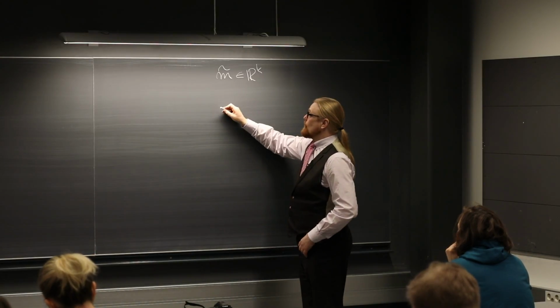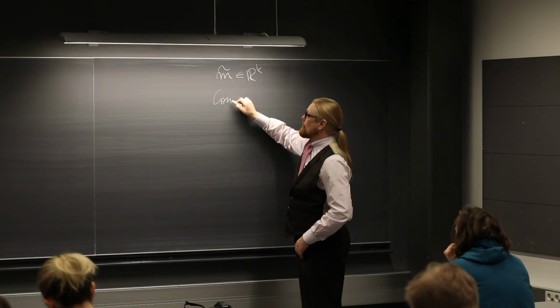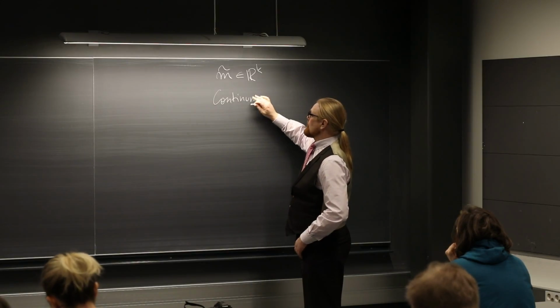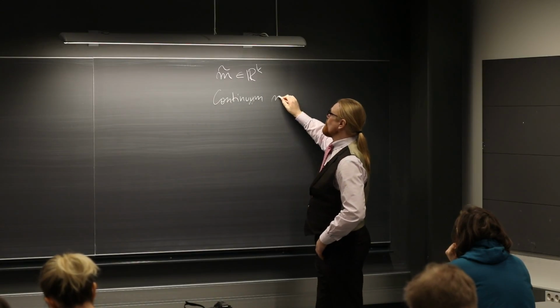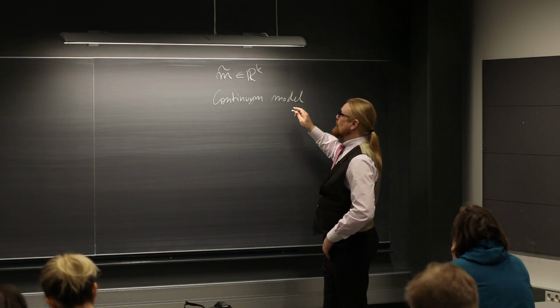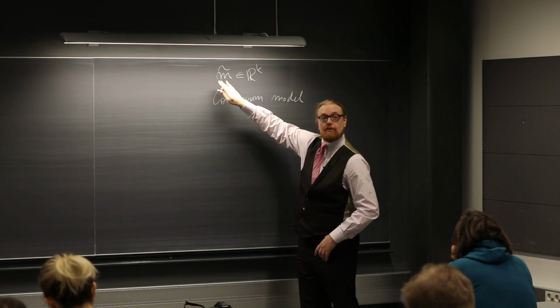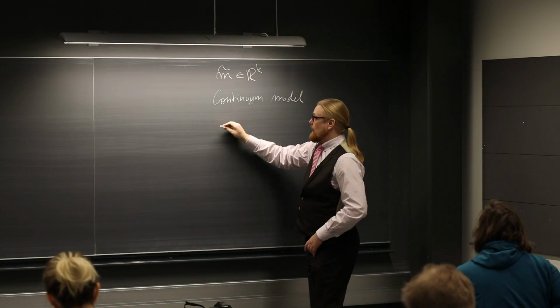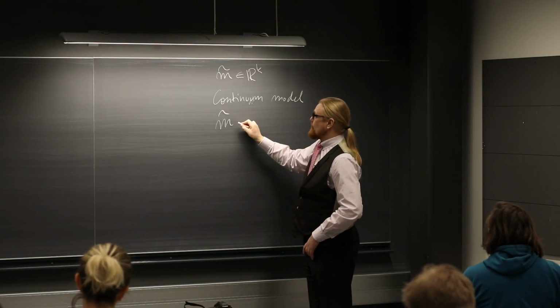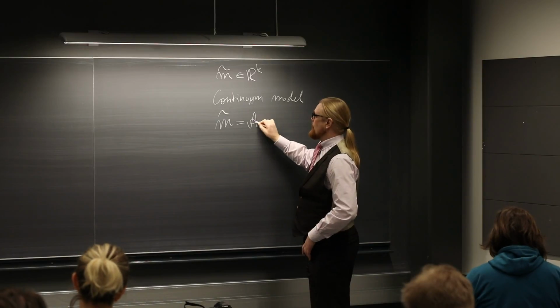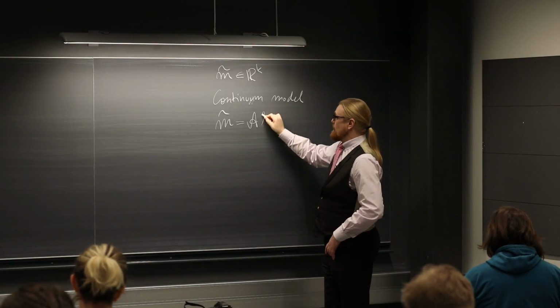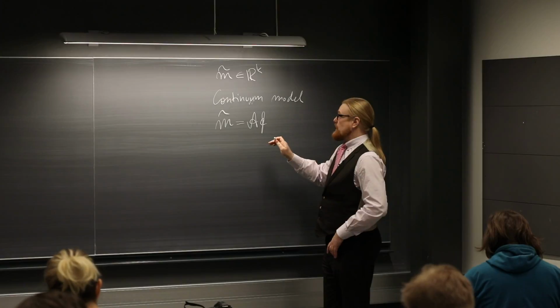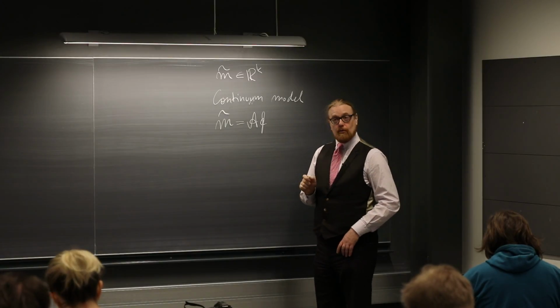Then we have the so-called continuum model for a description of where this vector came from. And the continuum model we write in this form. We are considering linear models with a linear operator A beautiful.